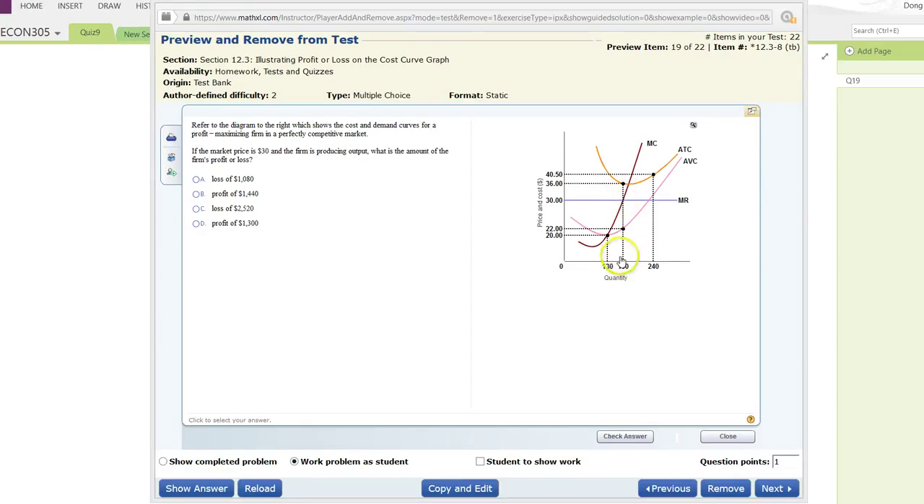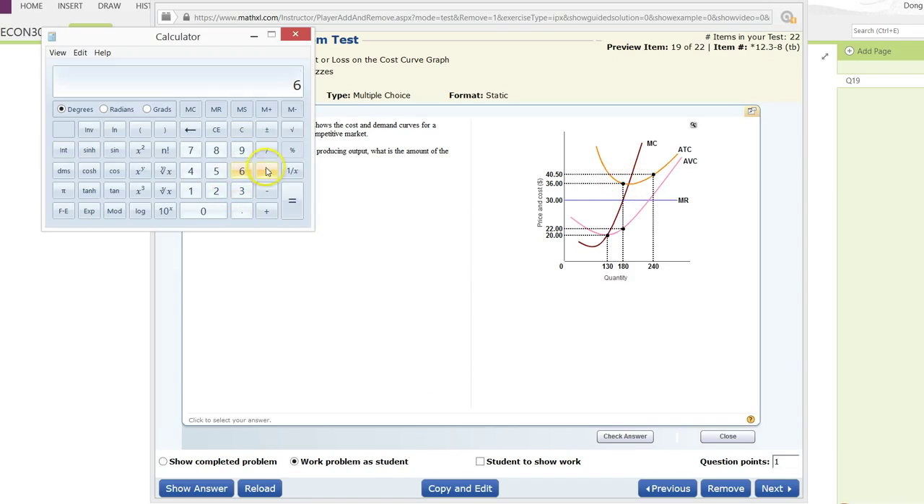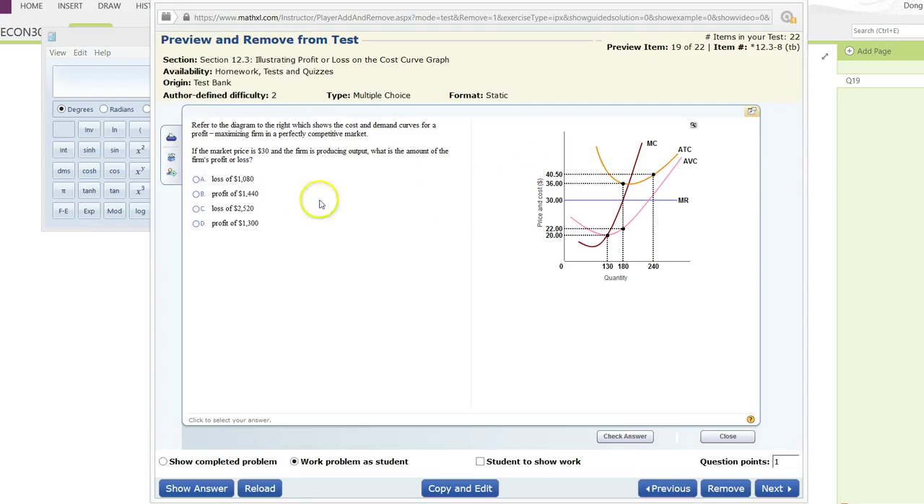And now we have 180 units. So the total loss is 180 multiplied by 6. 6 times 180 gives me $1,080. So it's a loss of $1,080. So I choose A and check my answer.